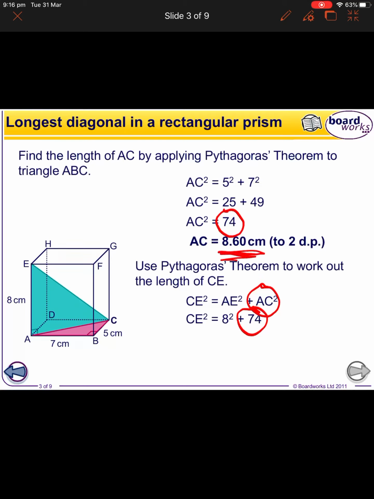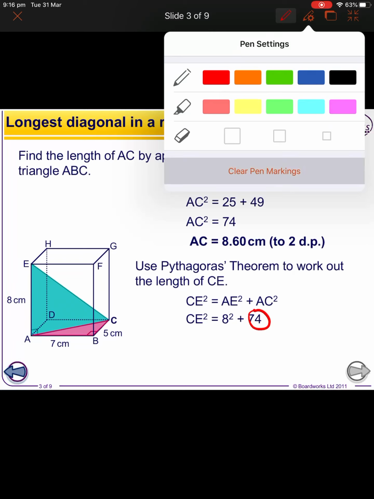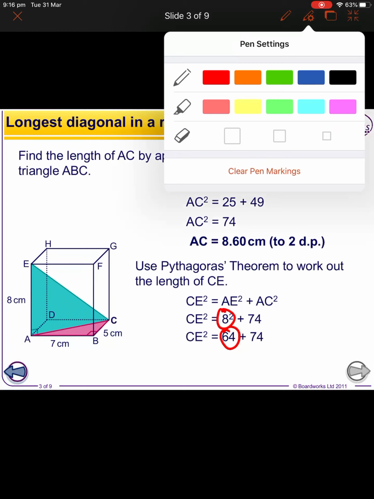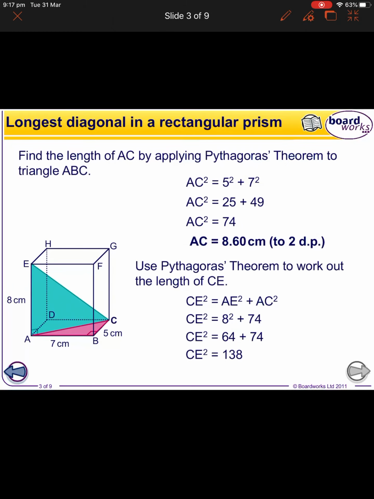We don't want to use this number because that is rounded. We don't want to use a rounded answer too early. So use the 74 instead. That's what AC squared is. Okay, so AC squared is 74. And we get that 8 squared equals 64. And so CE squared ends up being 138. So there CE is the square root of this number. And that equals 11.75. So that's roughly the length of this longest diagonal in our box.